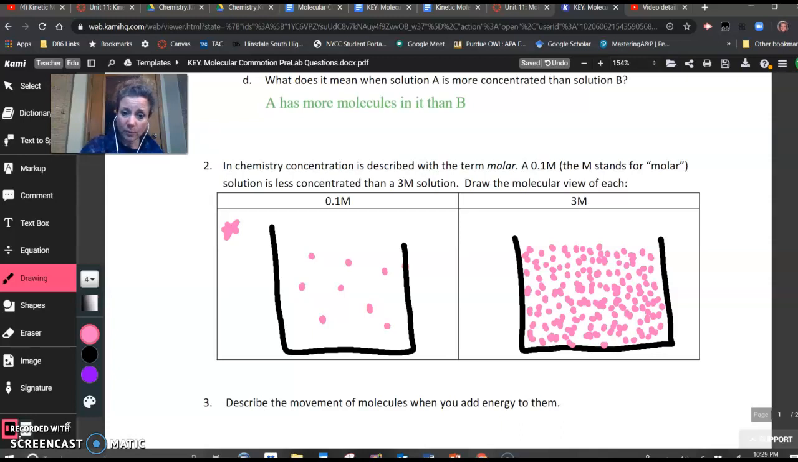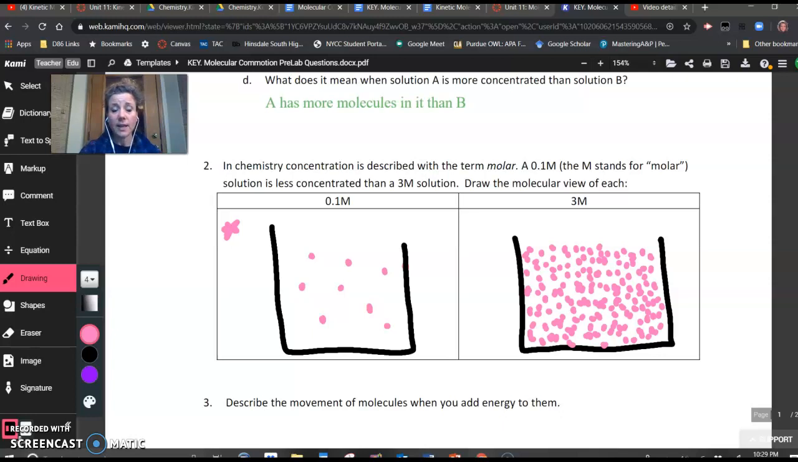And like all of the little white space in between these pink molecules would be water, for instance, or some kind of solvent. And so here in the 3 molar, we have much less water and much more substrate or, many other molecules besides water.